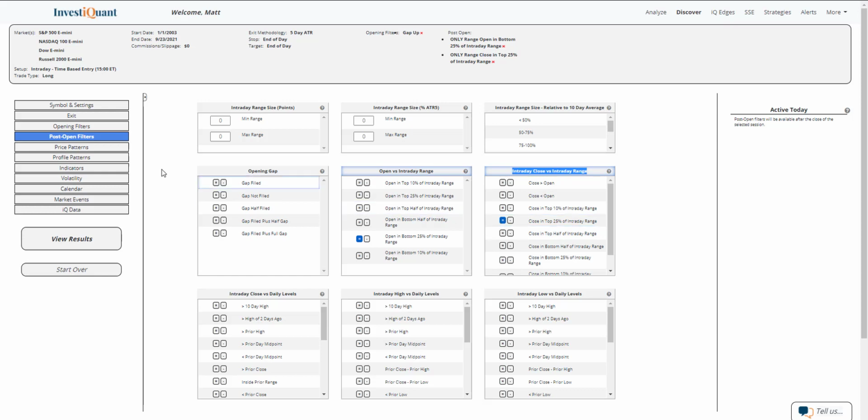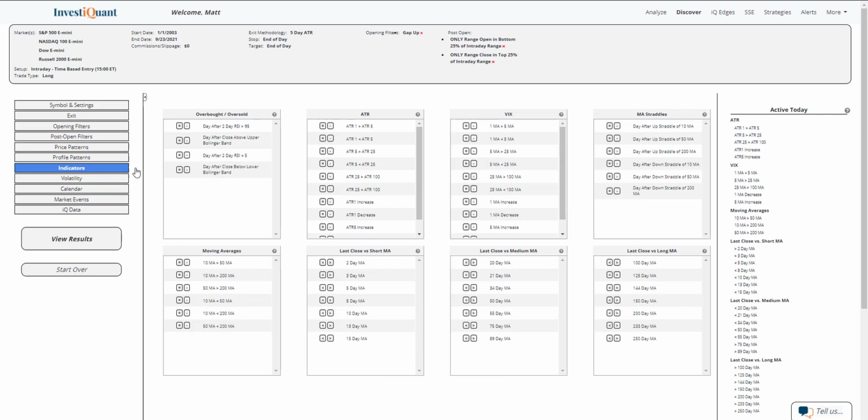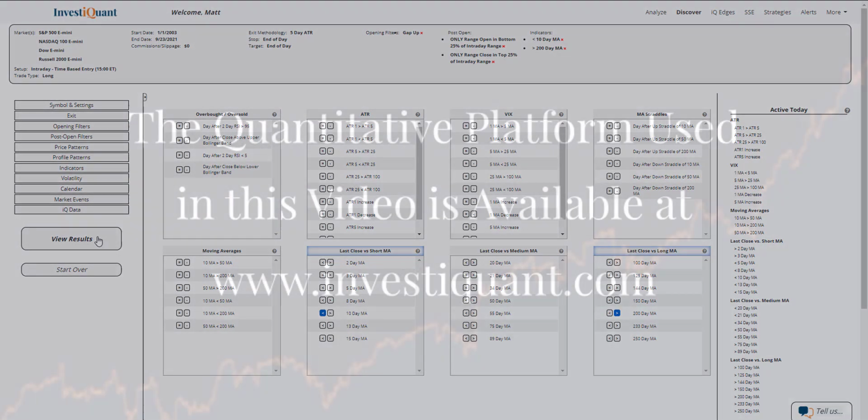And then lastly, I'll put it in a similar market environment. We're coming off of some recent lows. We closed below the 10-day simple moving average yesterday, so I've got that selected here. Yesterday closed below the 10 and above the 200-day simple moving average. Now I can click view results.